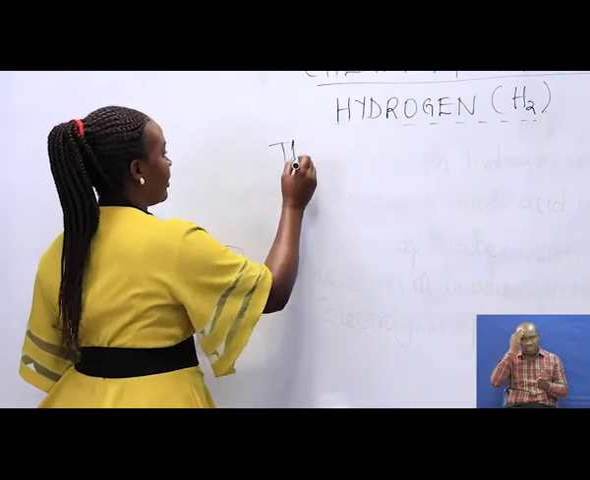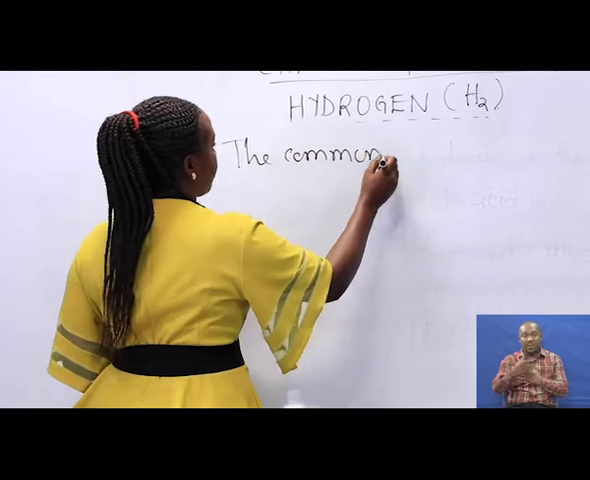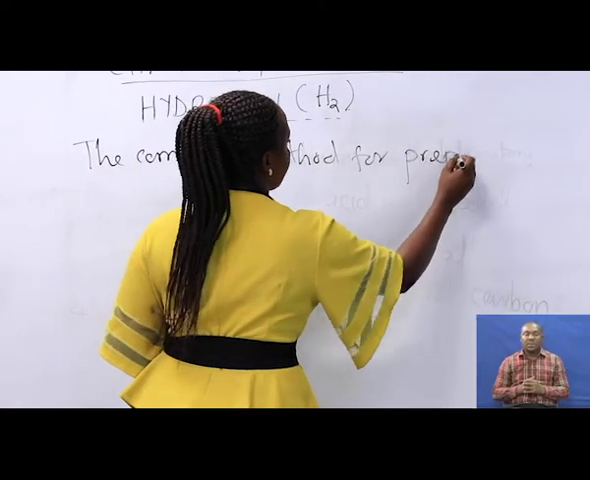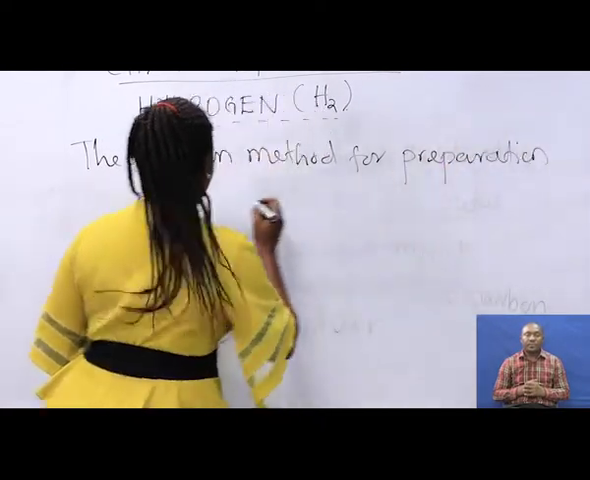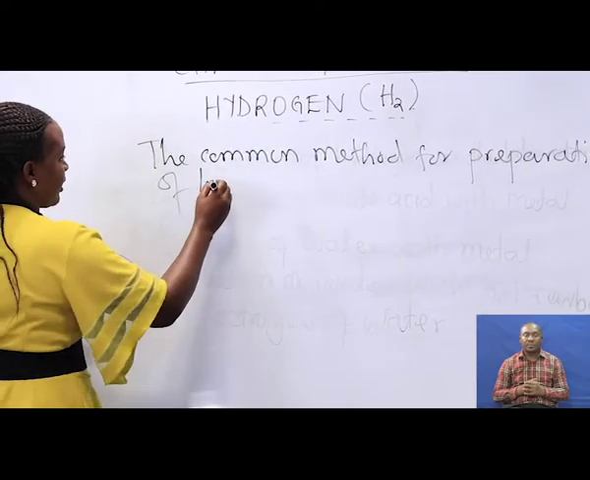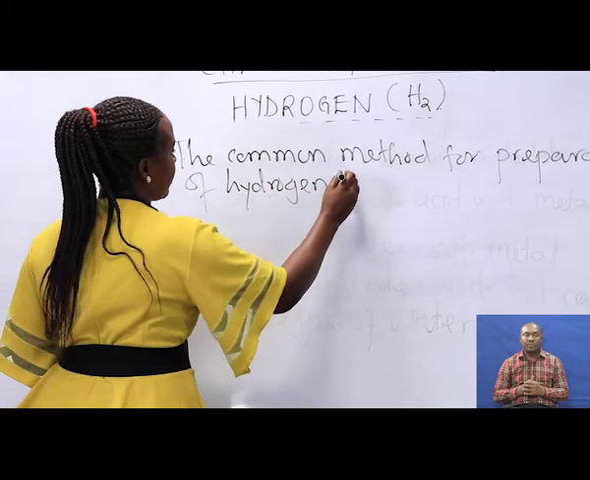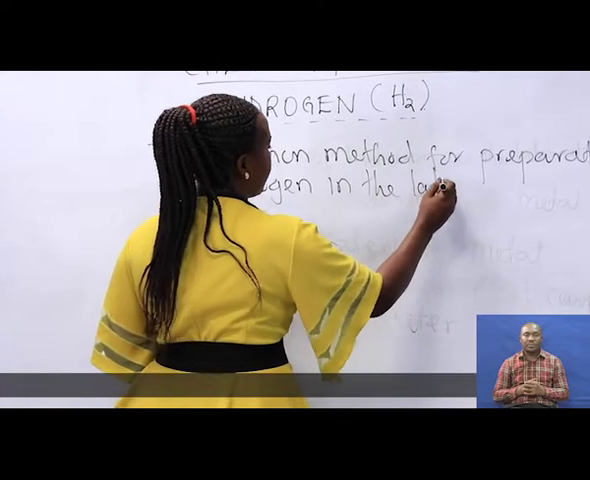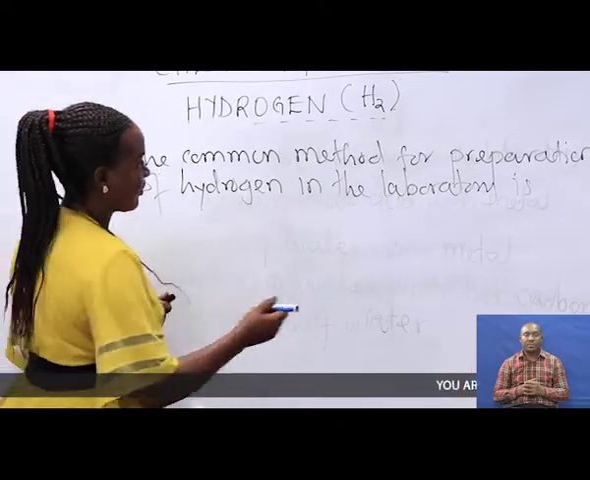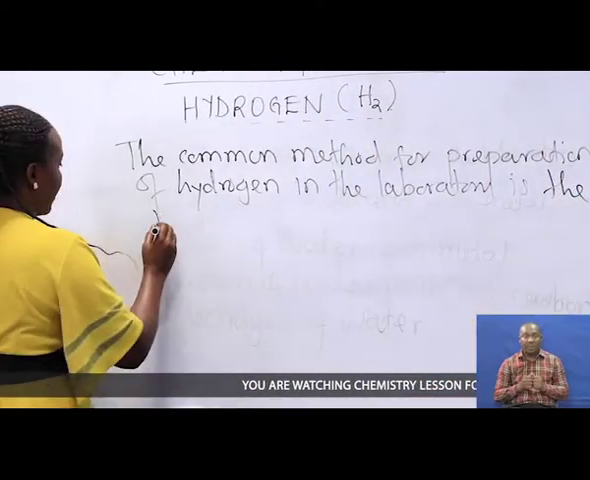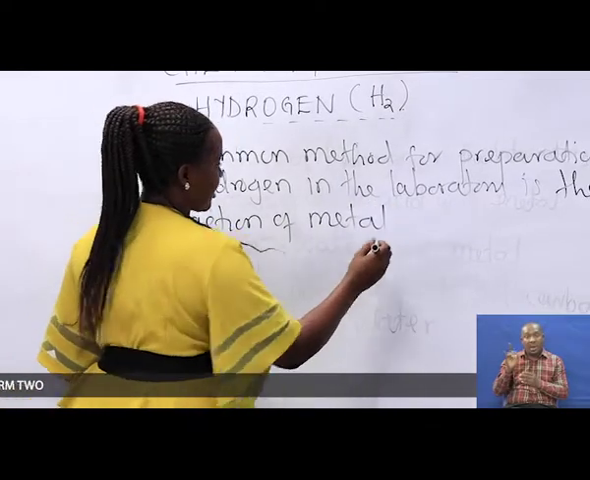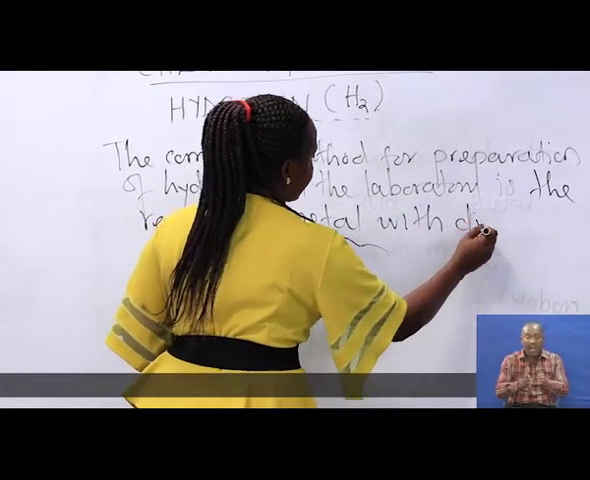So the common method for preparation of hydrogen in the laboratory is the reaction of metal with dilute acid.